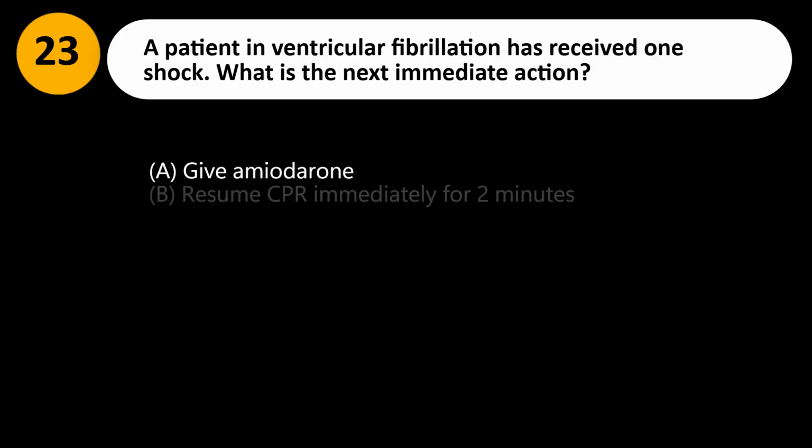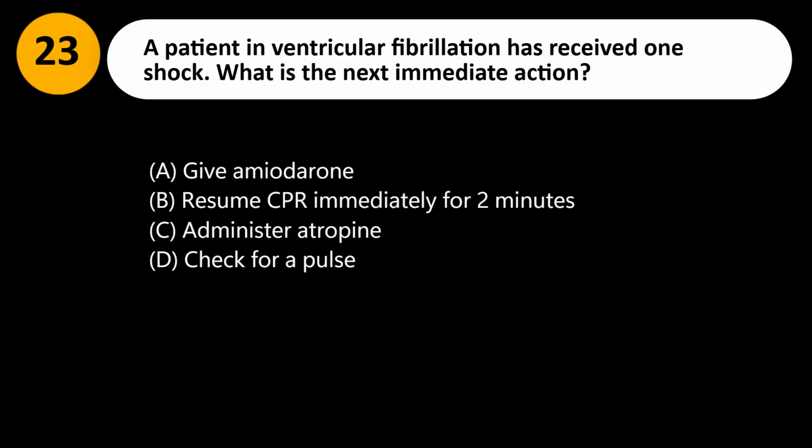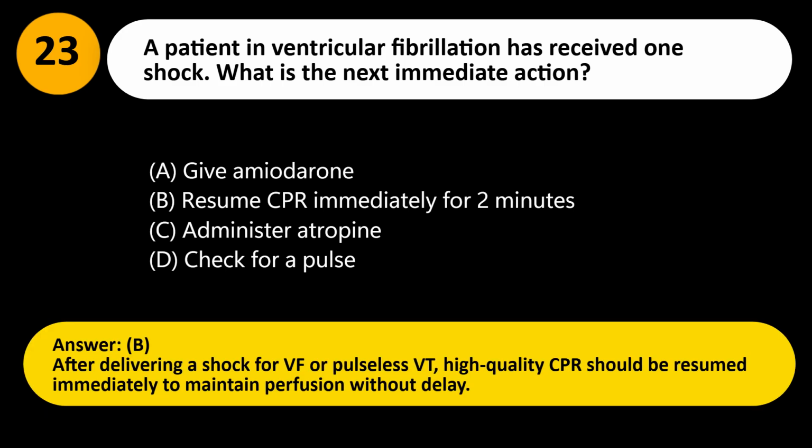A patient in ventricular fibrillation has received one shock. What is the next immediate action? A. Give amiodarone. B. Resume CPR immediately for 2 minutes. C. Administer atropine. D. Check for a pulse. Answer, B. After delivering a shock for VF or pulseless VT, high-quality CPR should be resumed immediately to maintain perfusion without delay.